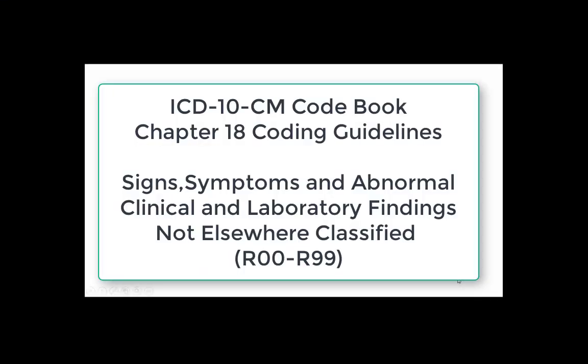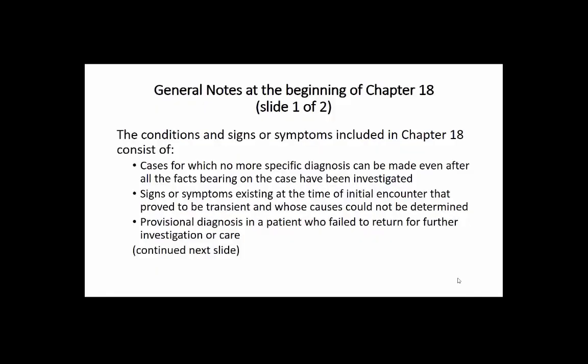Today we're going to talk about Chapter 18 in the ICD-10 CM Code book. Chapter 18 is for signs, symptoms, and abnormal clinical and laboratory findings not elsewhere classified. First thing we're going to do is look at some general notes.